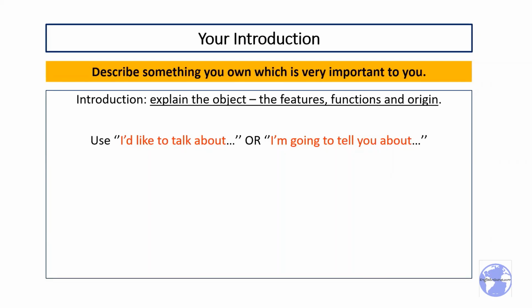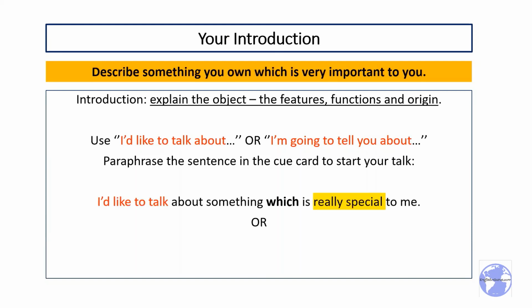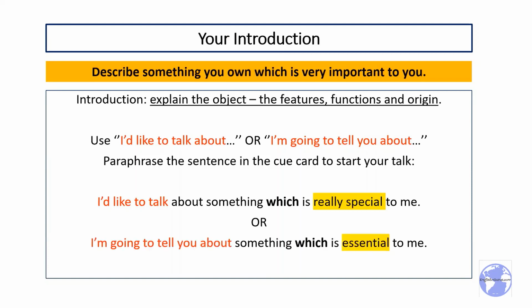You can start your talk by saying, I'd like to talk about, or I'm going to tell you about, and you're going to paraphrase the sentence in the cue card. So instead of saying, I'd like to talk about something I own, which is very important to me, I'll paraphrase it. I'll just say, I'd like to talk about something which is really special to me, or I'm going to tell you about something which is essential to me.